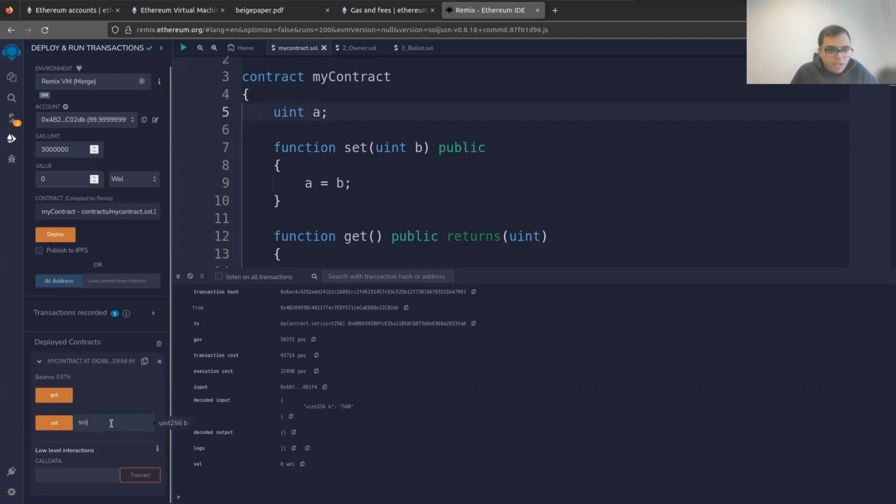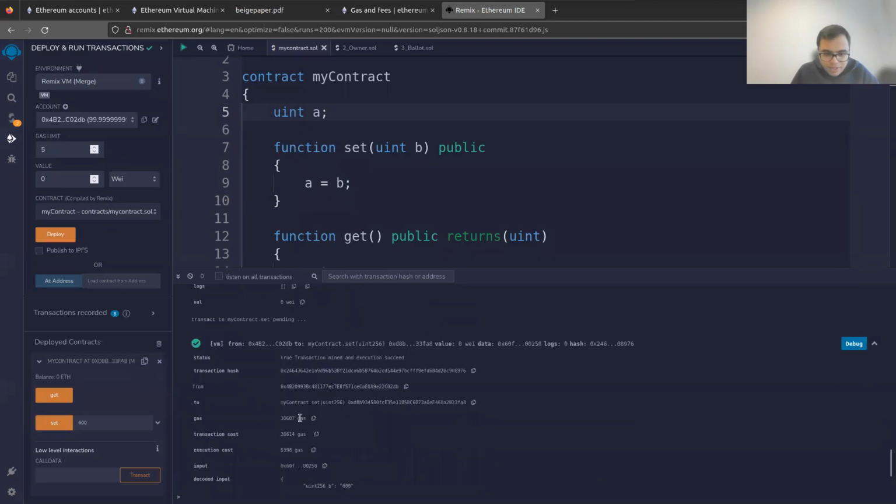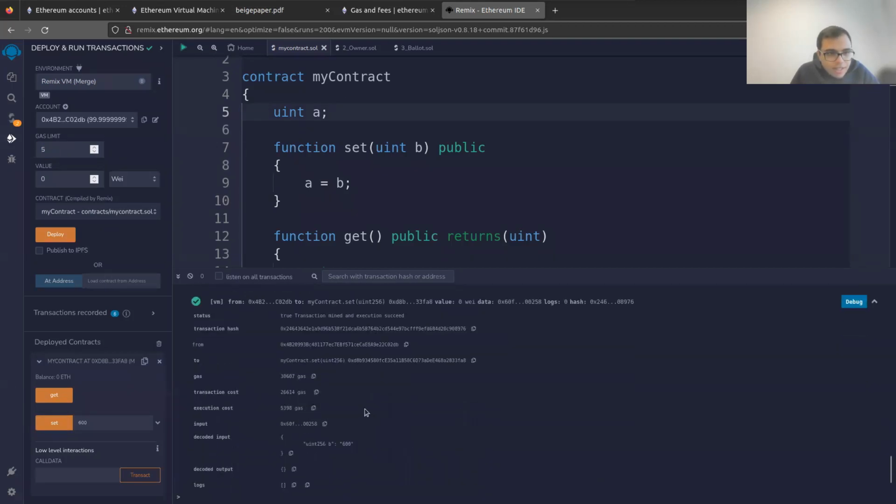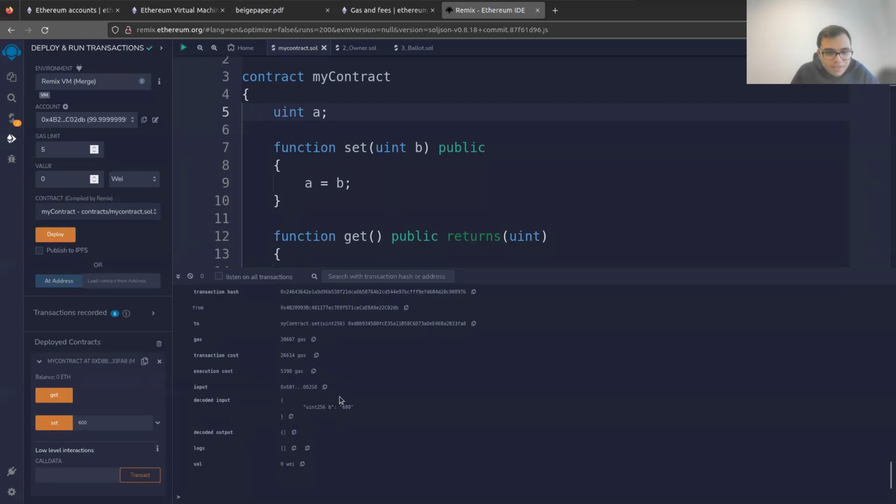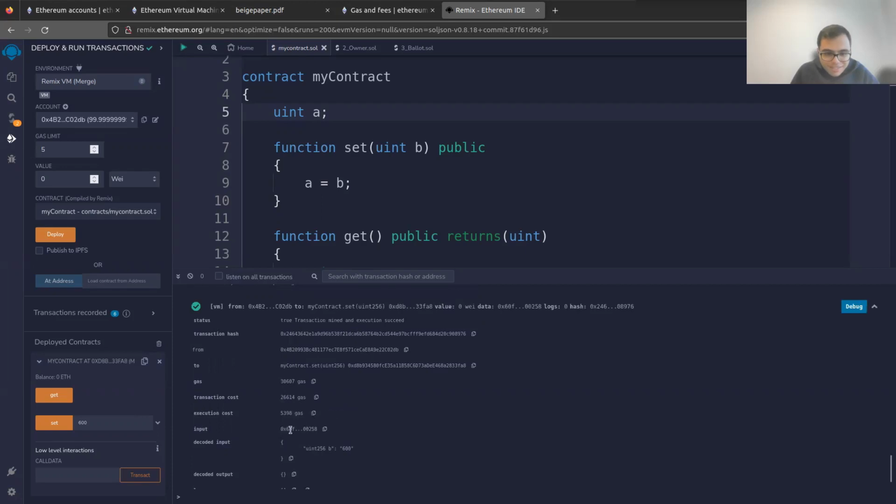So let me try again. Let me try to set it to 600 and let me give it very little gas. Hopefully this time it will fail. So I'm just giving it 5 units of gas and I'm calling set. Okay. Again, something is very wrong here because this should not work. I'm saying my gas limit is 5, but it's actually using much more than 5 units of gas. This will not happen on the actual blockchain.